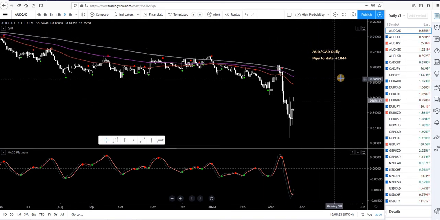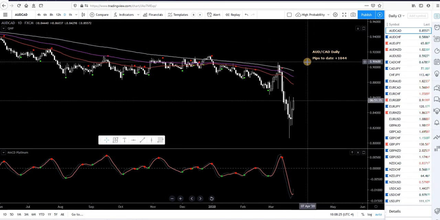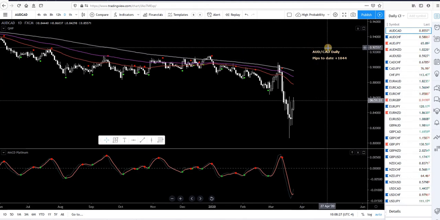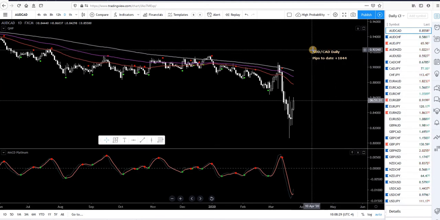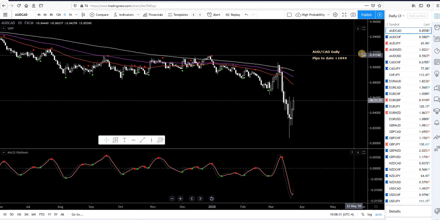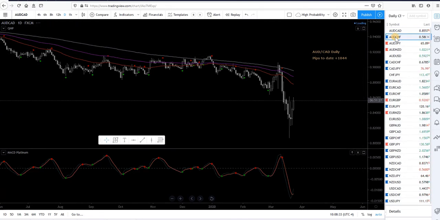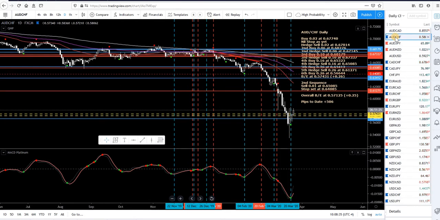AusCAD, you'll see my notes on the right and how many pips to date since I've started trading these like this, which is since June last year. So that's the AusCAD. No trades on. Move to the Aus-Swiss. A lot of trades happening. You can read my notes. Best to pause the video.